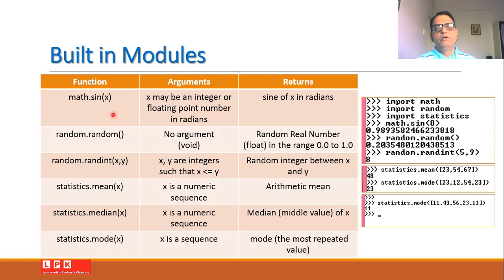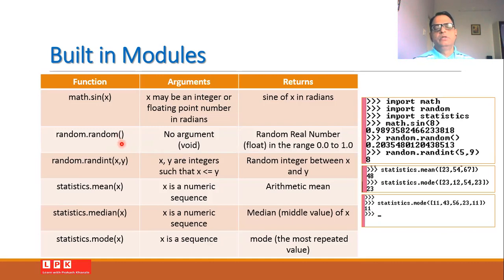Another function is math.sin(x), where x may be an integer or floating point number in radians, and it will return the sine value of x in radians. So for example, if I write math.sin(8), then I will get the value 0.98.